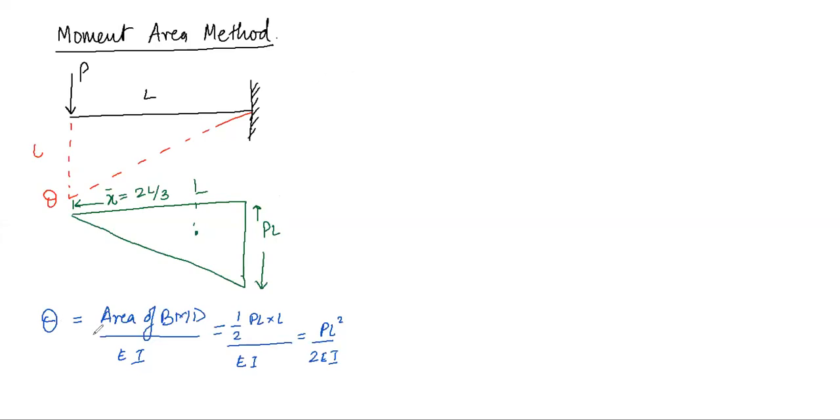Now the slope we have calculated. Now we are going to calculate the deflection, right? So the deflection is the area of the bending moment diagram upon flexural rigidity into x bar. Now what is x bar? x bar is the distance that we noted here, and that value is 2L by 3. Okay, that is one thing.